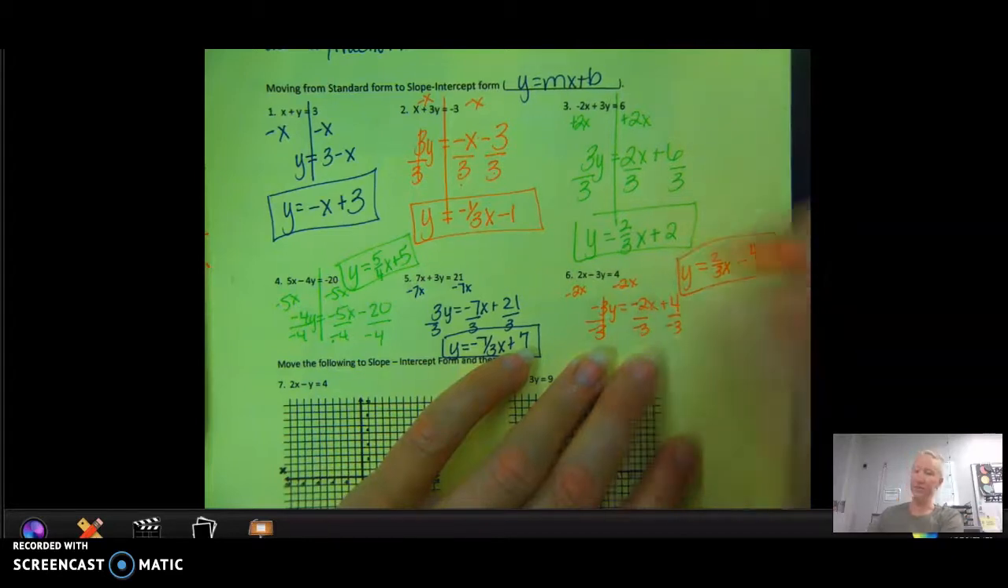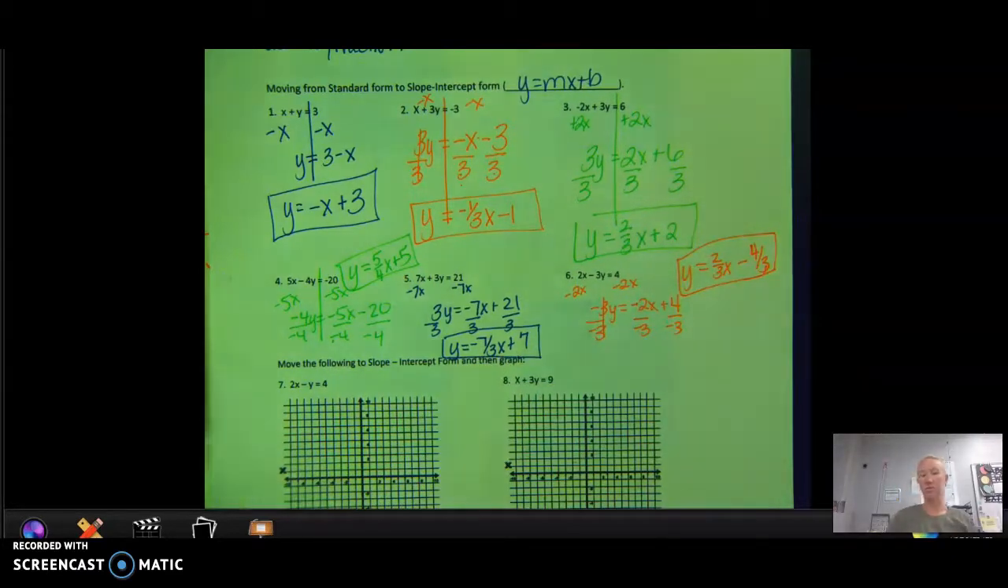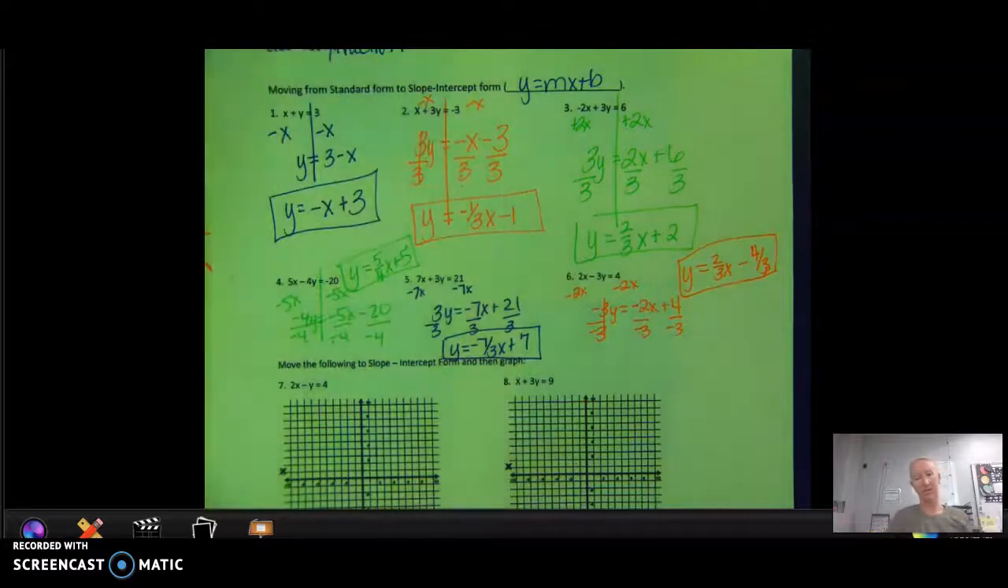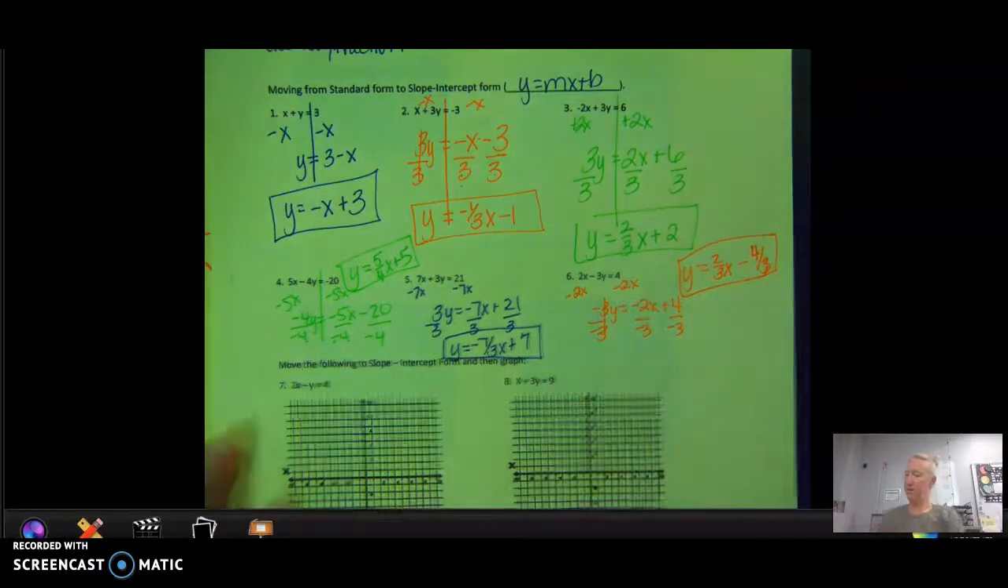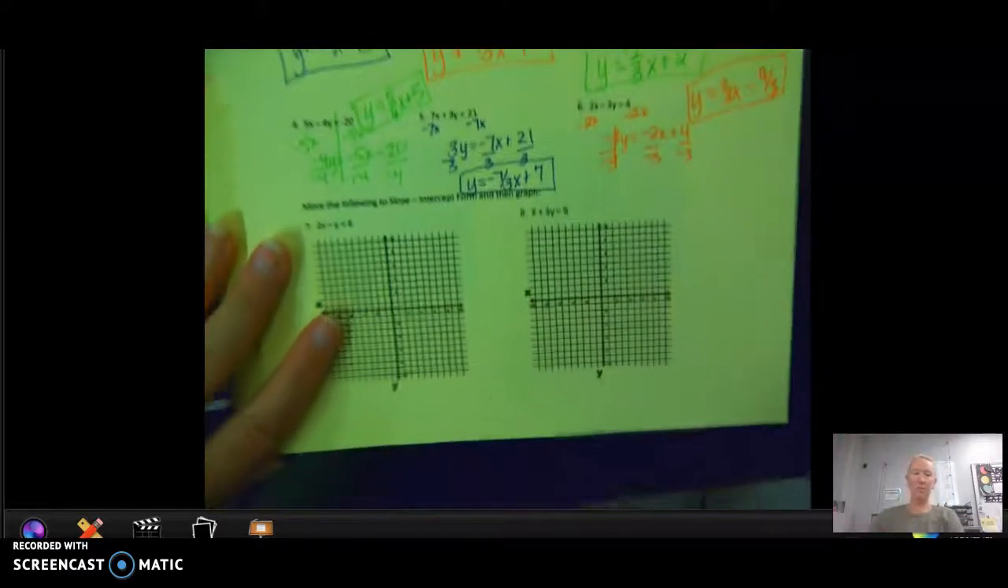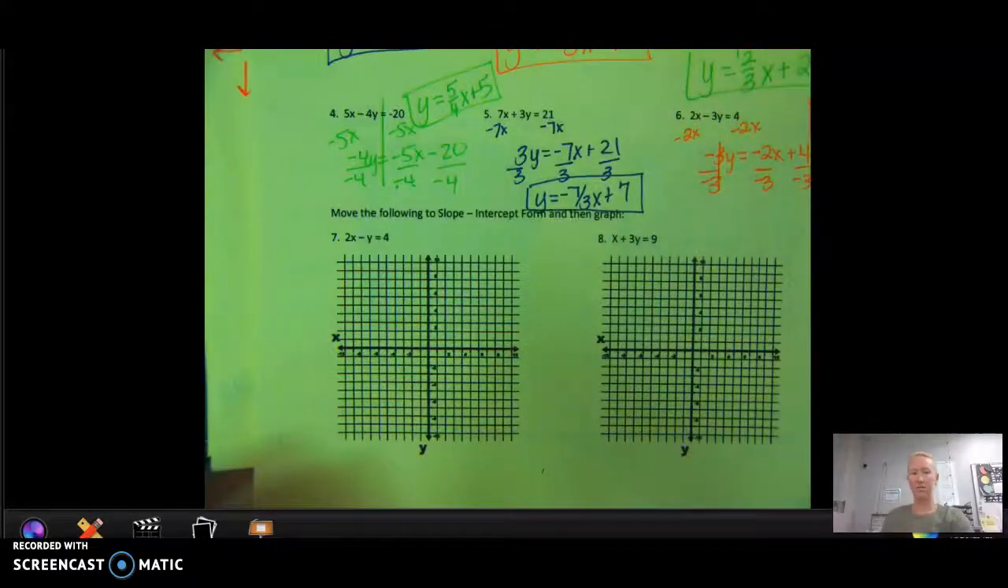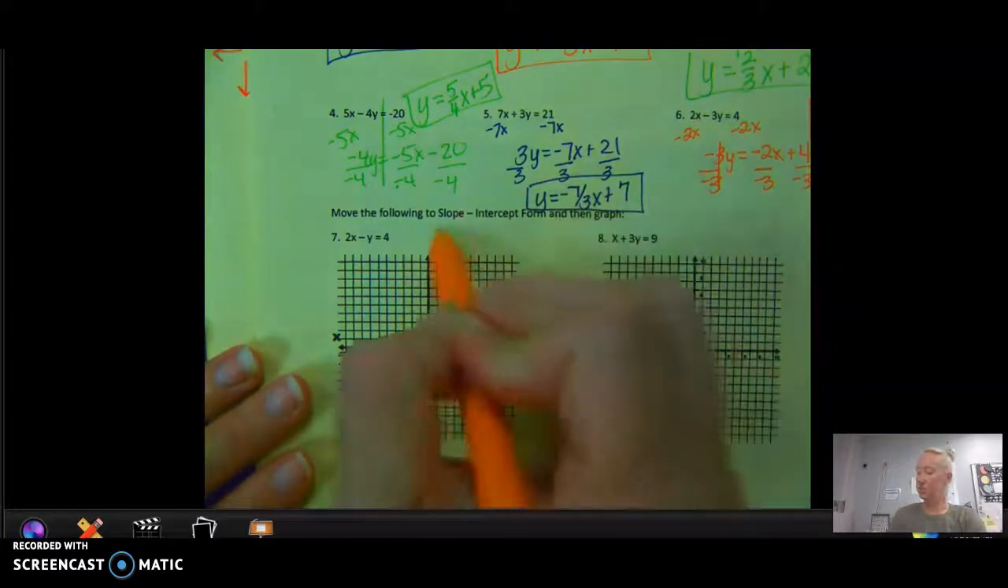So B, if it's not a whole number, it can be a fraction or a decimal, but you have to be able to graph it, so whatever's easier for you to graph. All right, so now what we're doing is we are given the standard form. Remember, this is called standard form. We're going to move it to slope-intercept form, and then we're going to graph it.